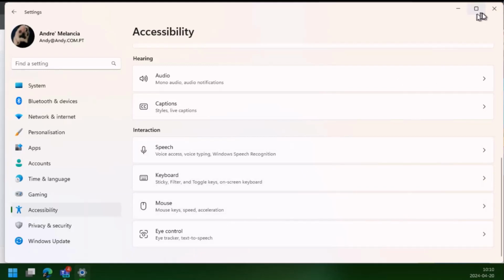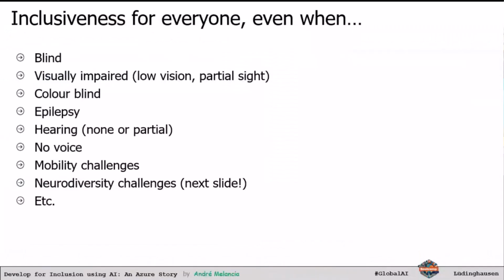So give me a second. Okay, so a few different things. So if you are blind, that means you are 100% blind. If you are visually impaired, that means you can still see a few things, but you have some limitations.